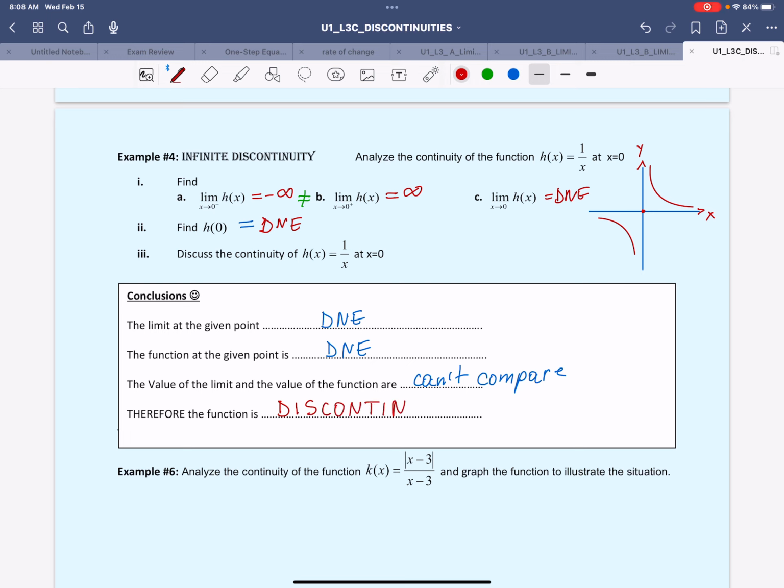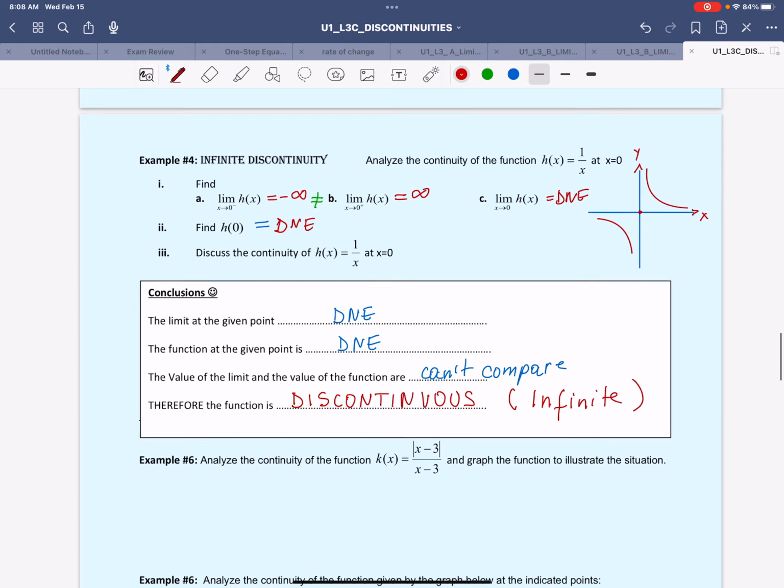Now, let's think about the type of discontinuity. The graph is made of two pieces. And to go from one piece to the other, we have to jump a gap infinite in size. So therefore, we're going to say this is an example of infinite discontinuity.